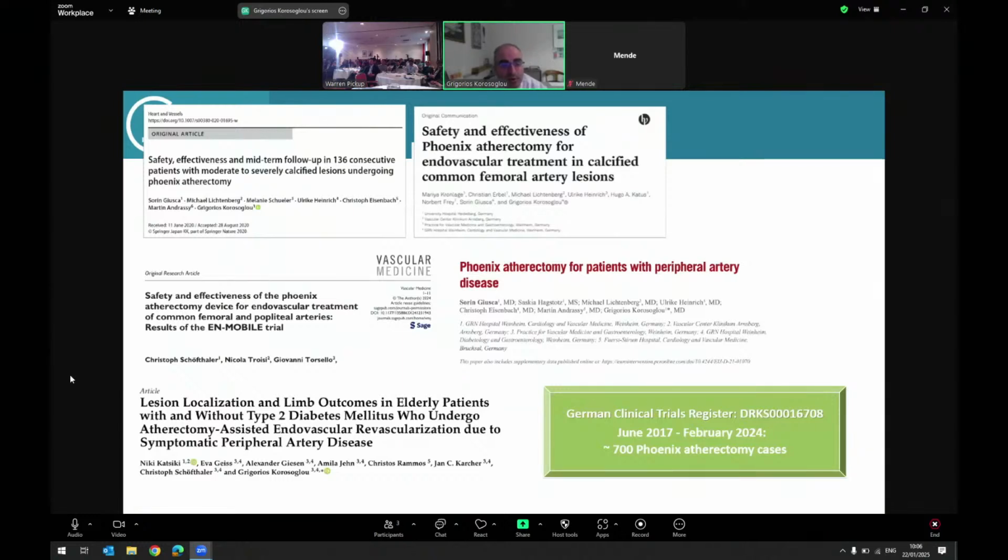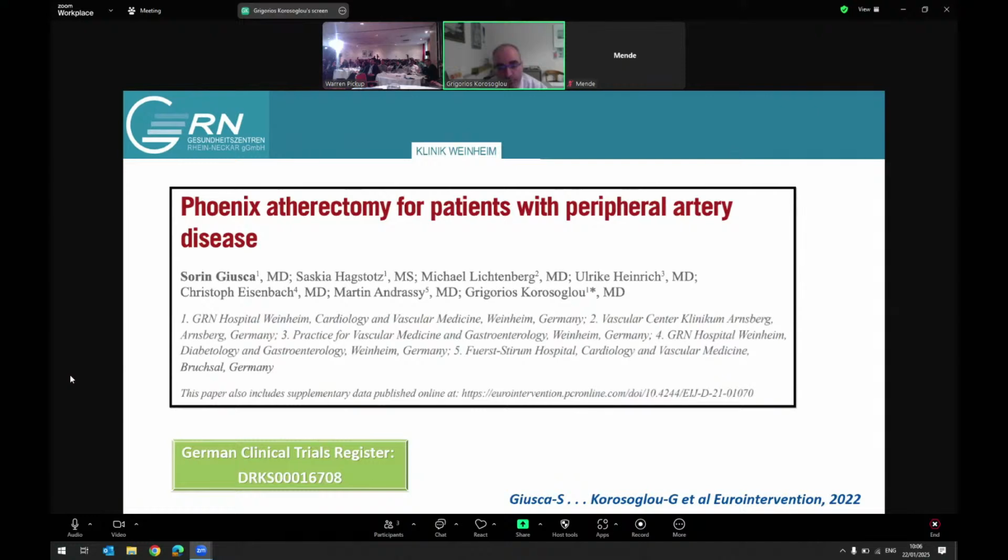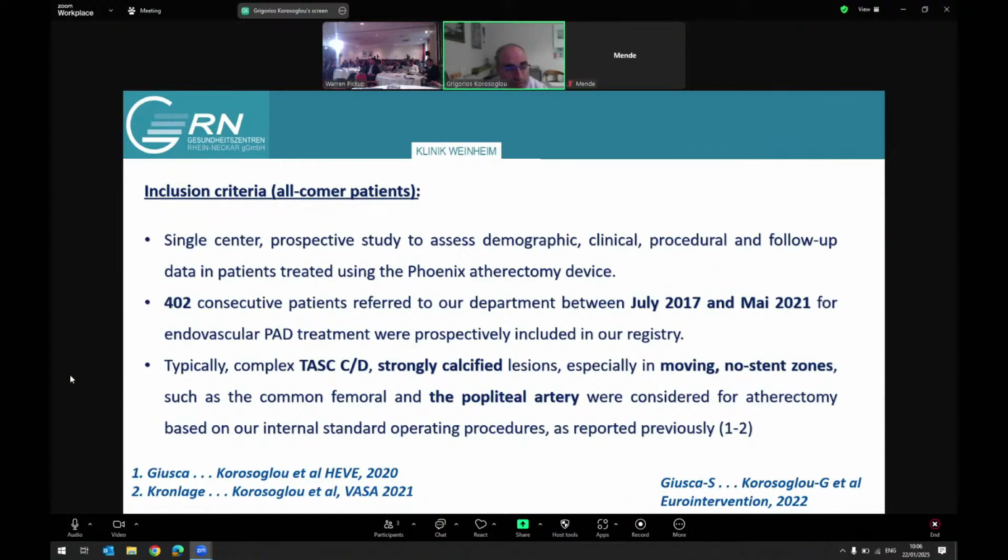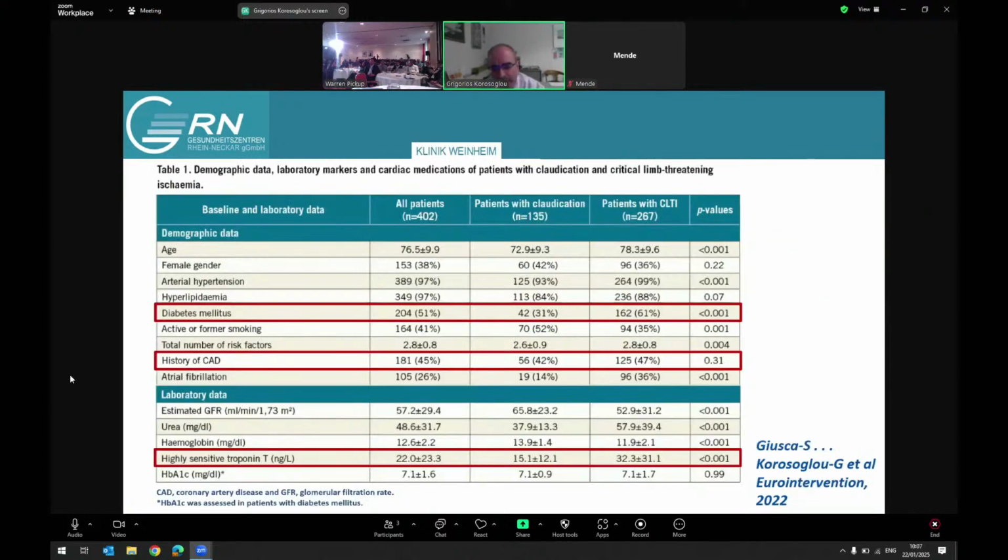And here you can see an overview of the papers of our group. I would like to stick to the main paper we published a couple of years ago. This was an analysis conducted in 402 consecutive patients. And it's really important to mention that all of these patients had TASC C or D lesions and moderately to strongly calcified lesions. Here you can see an overview of the characteristics. So this is like the typical PAD cohort.